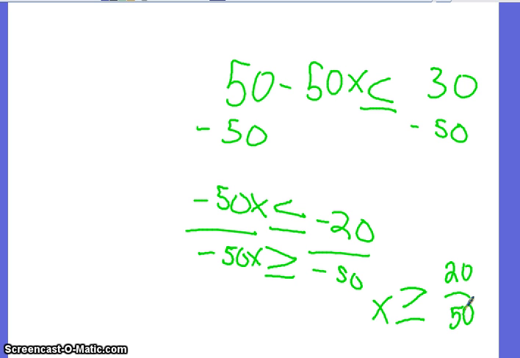Okay, well, what did we just do? I did 50 minus 50x is less than or equal to 30. I set up the problem for you. What percent are you looking at? 20 over 50. Multiply both of these by 2 over 2. 40 over 100, so 40%. 40% is the magic number you're looking for.